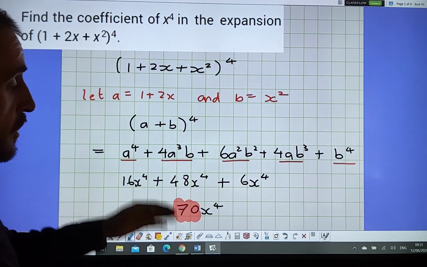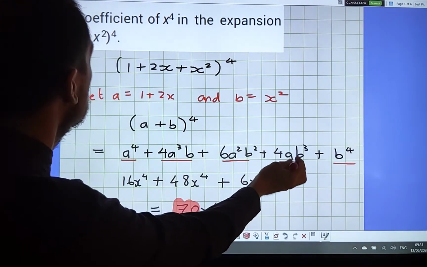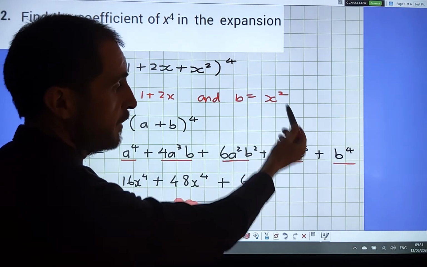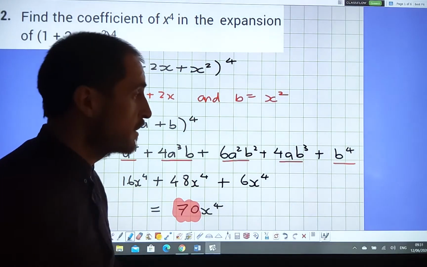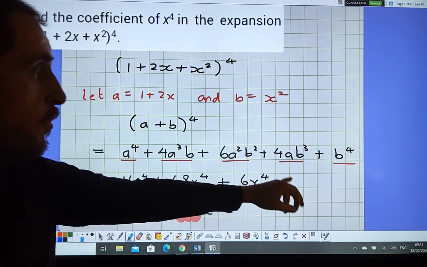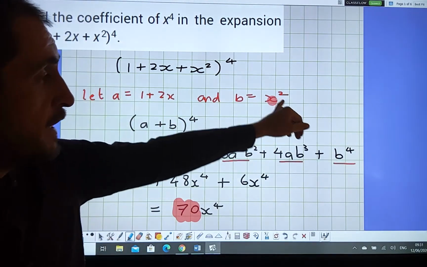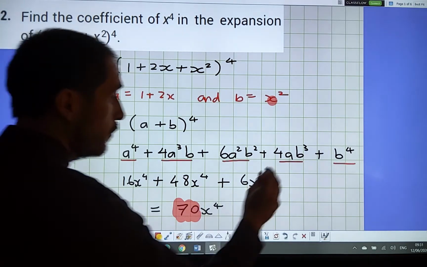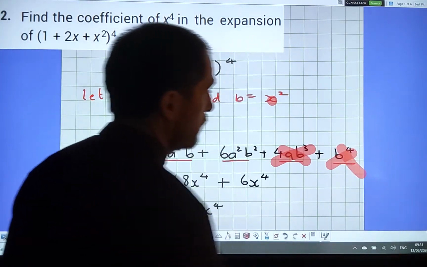And when you do that with each of the sections, when I get to here, because I let b equal x squared, b cubed is x to the power of 6. So there's going to be no term that has x to the power of 4 in it. And b to the power of 4 is x to the power of 8. So there's going to be no term. So you don't even need to worry. That's why we don't multiply them out. We don't need to worry about them.